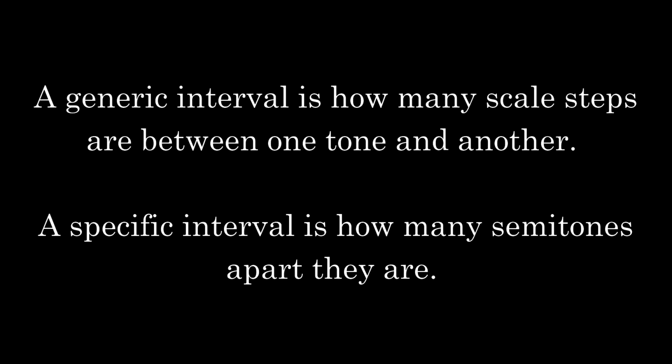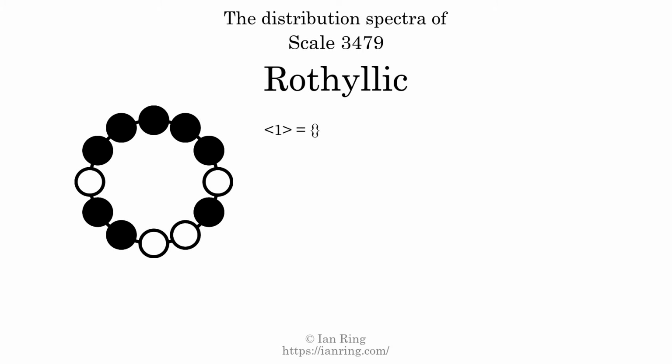A specific interval is how many semitones apart they are. The generic interval of one scale step comes in 3 different specific interval sizes: 1 semitone, 2 semitones, and 3 semitones. The spectrum width of this generic interval is the highest, 3, minus the lowest, 1, which equals 2. The generic interval of 2 scale steps comes in 4 different specific interval sizes: 2 semitones, 3 semitones, 4 semitones, and 5 semitones. The spectrum width of this generic interval is 3.